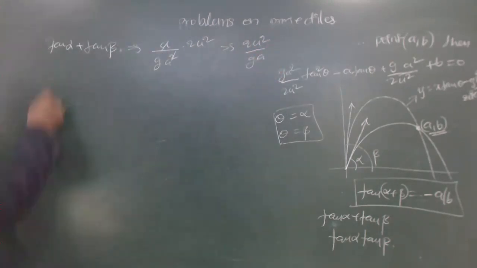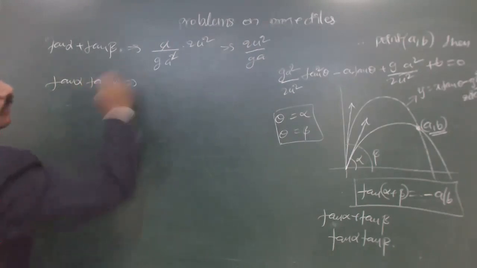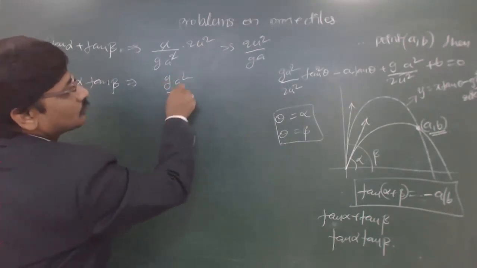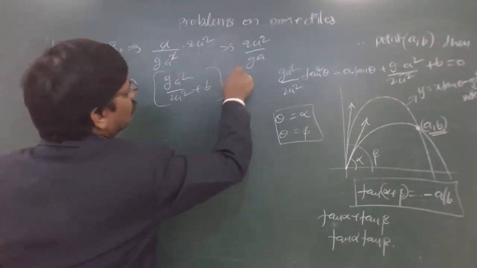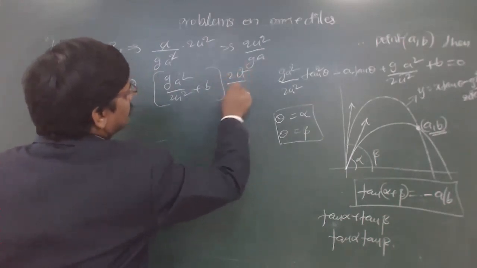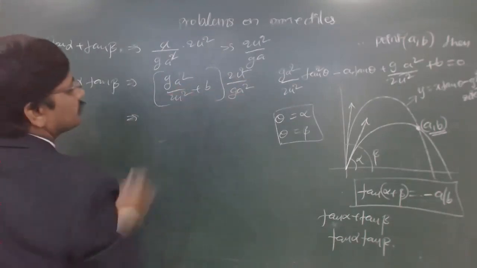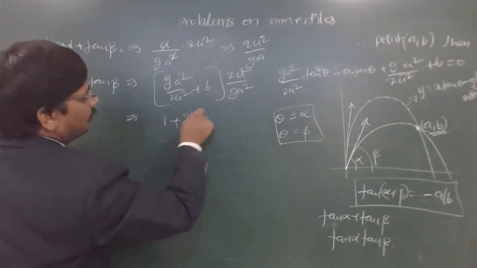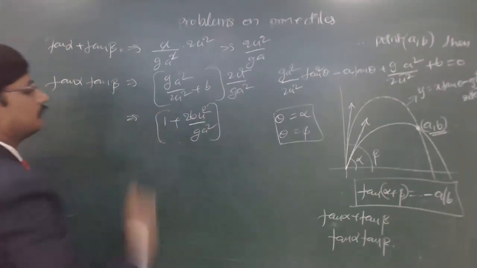And the product of the roots, tan alpha tan beta, is equal to c by a. So g a square by 2u square plus b divided by 2u square by g a square. Now if you take this to the inside, this is exactly the inverse of this. So this is 2bu square by g a square. This is the product of the roots.